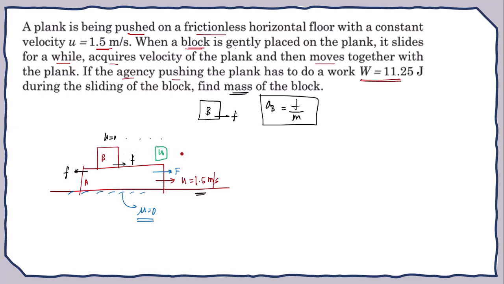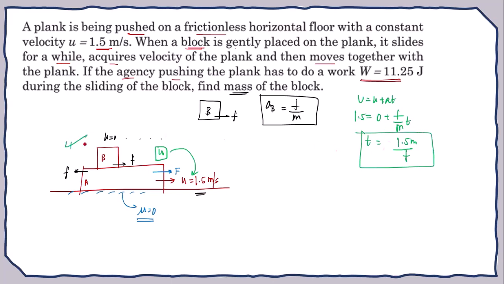So what is u? u is that velocity. From that, if I use the equation v equals u plus at, initially u is 0, a is f by m, into t, and that should equal 1.5. So from that, what I'm getting is t equals 1.5 m by f. So this is the time after which the block B will get the speed of 1.5 meter per second.